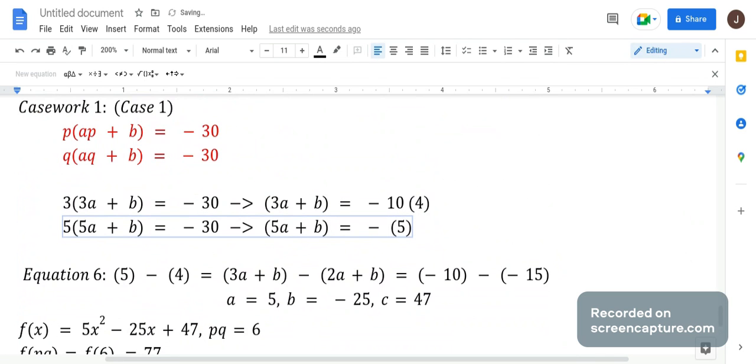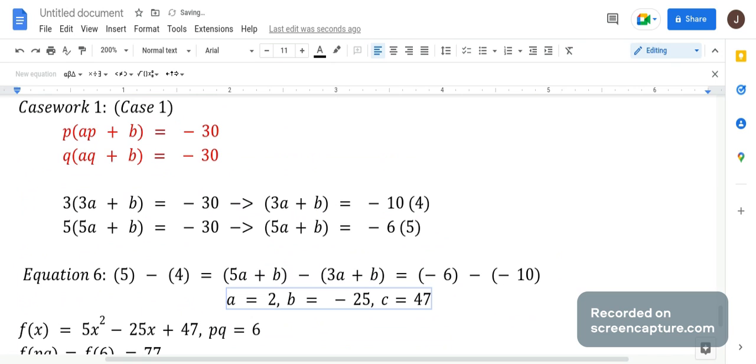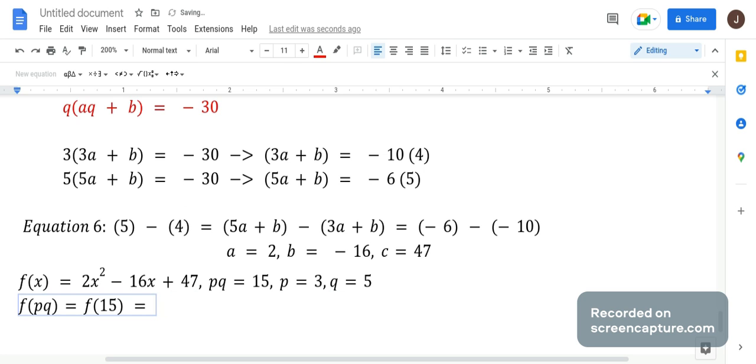And then we use the same way, subtracting equation 4 from equation 5. So this is what we get: 3a plus b is equal to negative 6 minus negative 10, which is 4. So a is equal to 2. We plug it back, and we get b is equal to 16. We plug this back into the original equation, and we know that pq is equal to 15 because p is equal to 3 and q is equal to 5. So f(pq) is equal to f(15), which the final result is going to be 257.